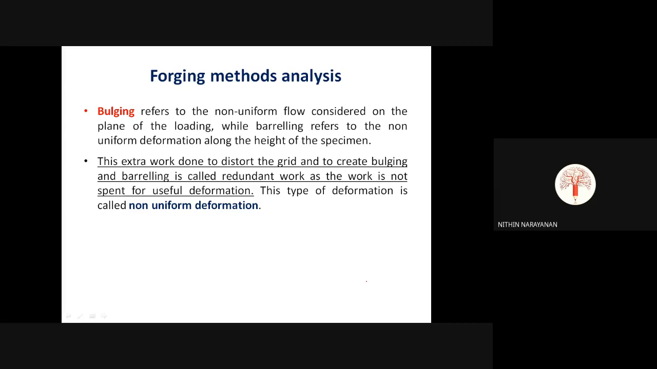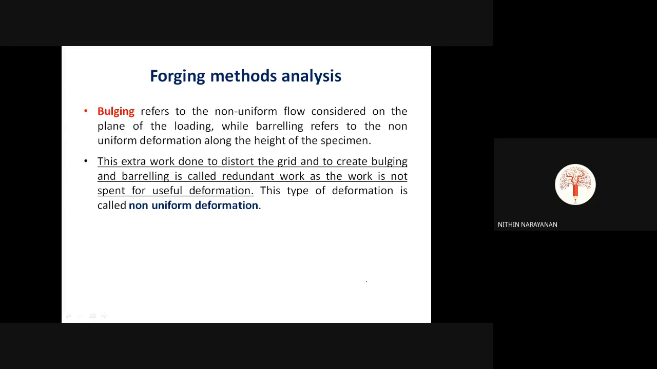As the work is not spent for useful deformation, right? It is deforming, but it is not spent for useful deformation. And such work done is called redundant work. So there are three types of work. First one is the ideal work. Then the second one is the friction work, that is, the work done to overcome friction.